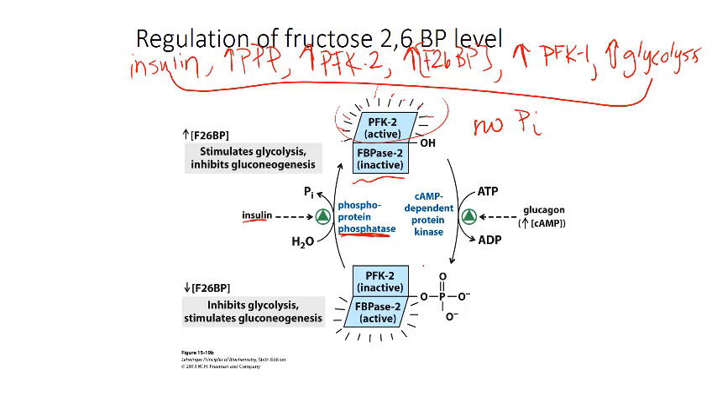Now, is anybody here familiar with glucagon? I'm feeling particularly familiar with glucagon right now. Glucagon is the signal that indicates that you have low blood sugar. So, if we have an increase in glucagon, it is going to take the PFK2/FBPase2 and add a phosphate onto it, which is going to activate FBPase2.